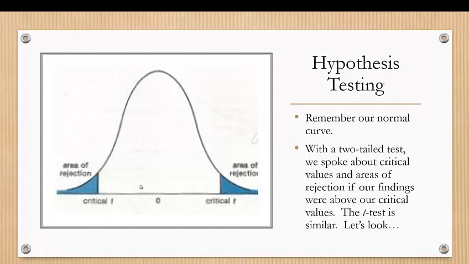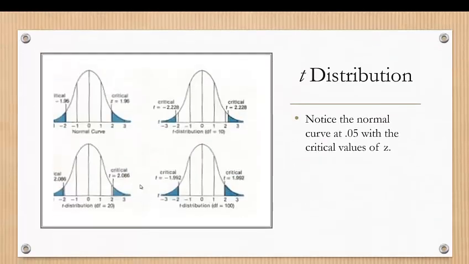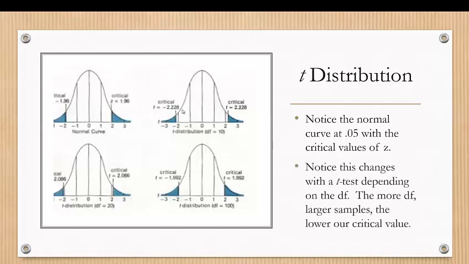Okay, you don't have to memorize this. There are charts for everything, and you'll see those charts. But it looks slightly different. So let's look at the t-distribution here. Okay, notice in the top left our normal curve. There is our critical value of 1.96. This is the 0.05 level. Okay, notice that it changes though. These other three images are t-distributions. And so notice that our critical value changes from 1.96, and it depends on the degrees of freedom. The more degrees of freedom, larger samples in other words, the lower our critical value.